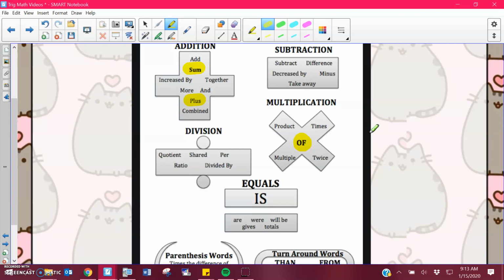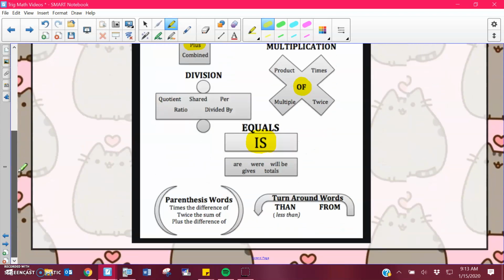And then same thing with division. We have a couple: quotient, ratio, per. Per is a really good division word. And then the biggest one that I want you to remember is that an equals is an is. So if they say 2 plus 4 is 6, that is right there, the is is the equal sign. So if you ever see that is, for the most part, like 95% of the time, that means jot down an equal sign and go to the next side of your equation, okay?